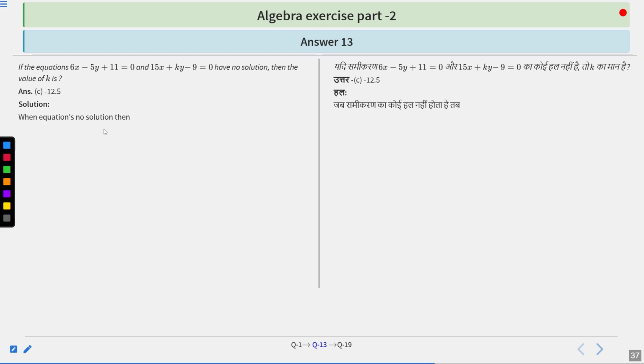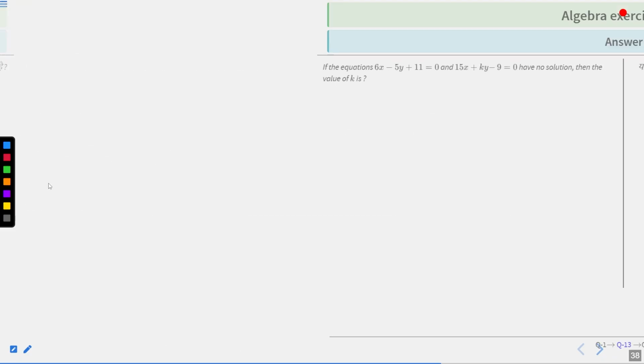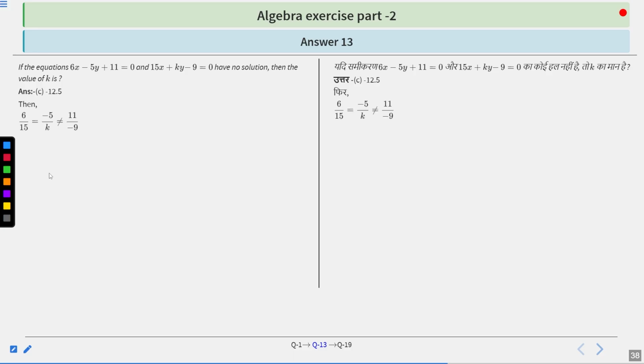When equations have no solution, then the condition is a1 upon a2 equal to b1 upon b2, but b1 upon b2 is not equal to c1 upon c2. As per the question, equations are 6x minus 5y plus 11 equal to 0, and the second equation is 15x plus ky minus 9 equal to 0. Then putting the condition, we get 6 upon 15 equal to minus 5 upon k, but minus 5 upon k is not equal to 11 upon minus 9.